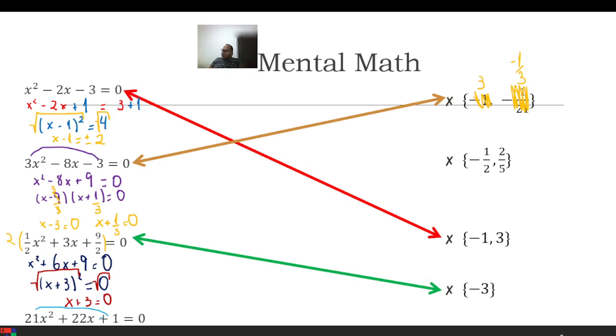Multiply, and the new function will be x squared plus 22x plus 21 equals 0. Nice. We finish here. What are we supposed to do now? Find the sum and product. Which numbers have a product of 21 and a sum of 22? This is easy, guys. (x plus 1)(x plus 21) equals 0.